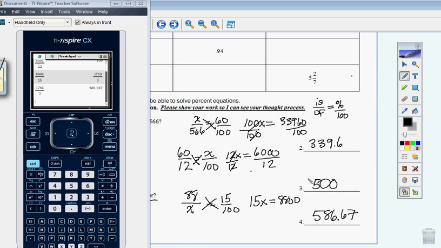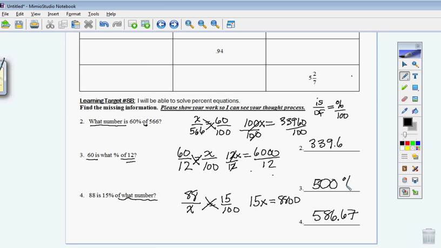586.67 approximately, rounded. One thing I didn't say on the last one, number 3, this is a percentage here, so we should put that on there. And also this makes sense that it's over 100 because 60 was bigger than 12 by 5 times, 500% bigger. Hope that helped.